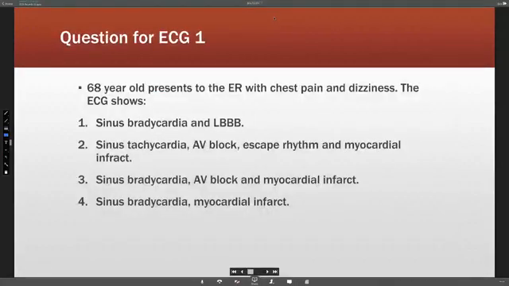So the options are as follows. A 68-year-old male presents to the ER with chest pain and dizziness. The ECG shows: one, sinus bradycardia and left bundle branch block; two, sinus tachycardia, AV block, escape rhythm, and myocardial infarct; three, sinus bradycardia, AV block, and myocardial infarct; and option number four is sinus bradycardia and myocardial infarct.